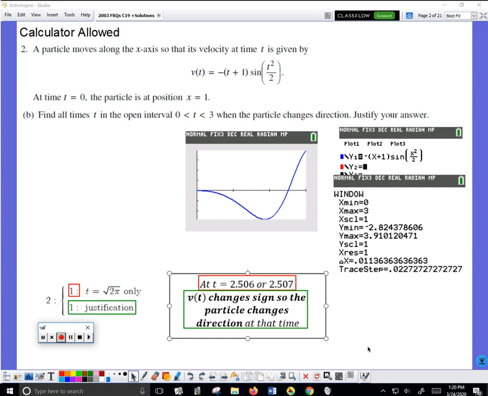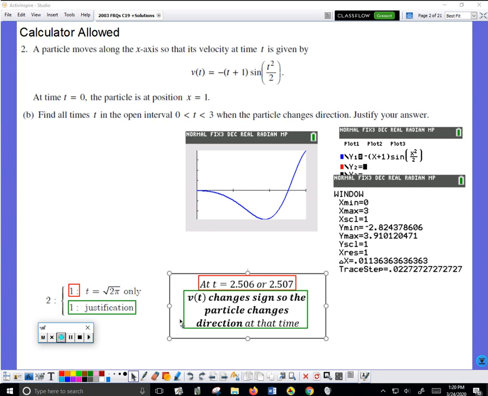So anyway, this is part B of the same FRQ, so the same information about the particle moving. This one says find all times during the time interval between 0 and 3 seconds, we'll assume, that the particle changes direction. So again, I remember the golden notes on the back side. The back side has a lot of phrases and reminders about how things must be written for FRQ points to be earned. So there is a phrase there on the back that says the velocity changes sign, so the particle changes direction at that time. So this is what I want to be able to write, so I just have to figure it out.